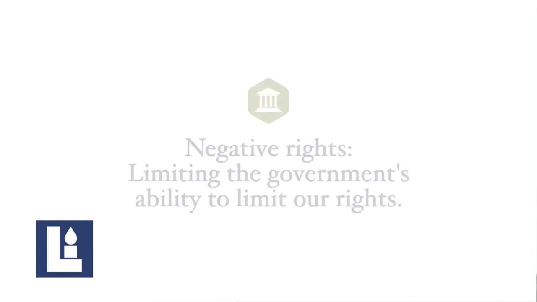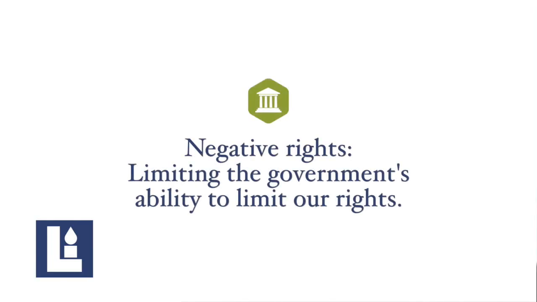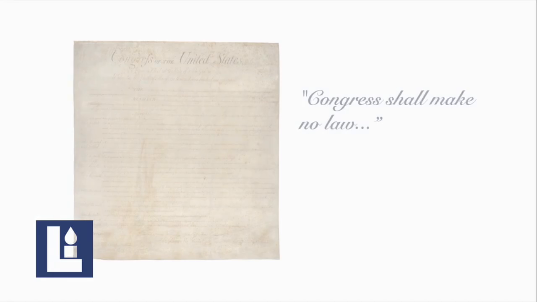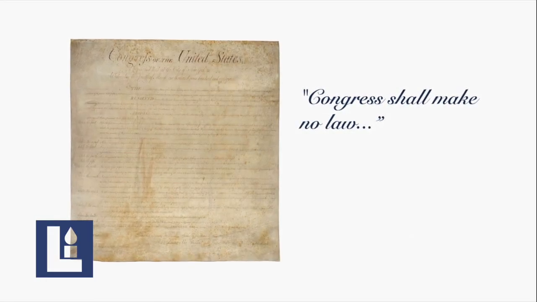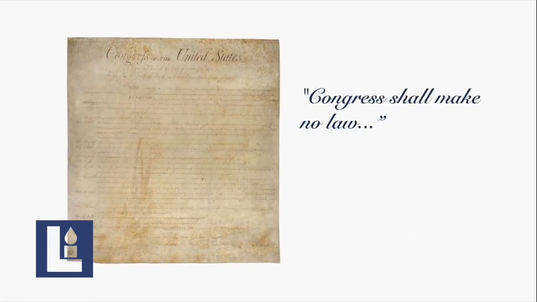Now, to preserve our liberty, government was to be limited based on the rule of law and something called negative rights, limiting the government's ability to limit our rights. For example, let's take the First Amendment. The First Amendment begins by stating that, quote, "Congress shall make no law." Now, the founders understood the symbiotic relationship between liberty and governmental power. The more power a government had, the less liberty the individual had.